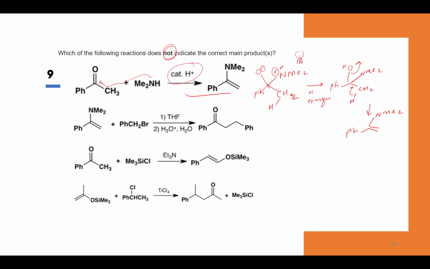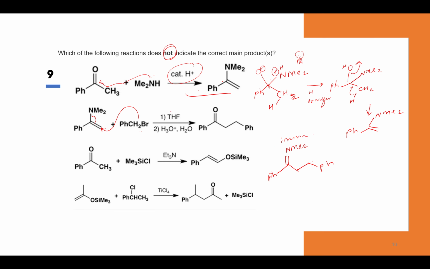Anyone? Yes, conjugate addition. So it will attack on this carbon this way, and give a product like this, phenyl, this CH2 is there, Ph, right? And here a double bond and Me twice. So this is imine.